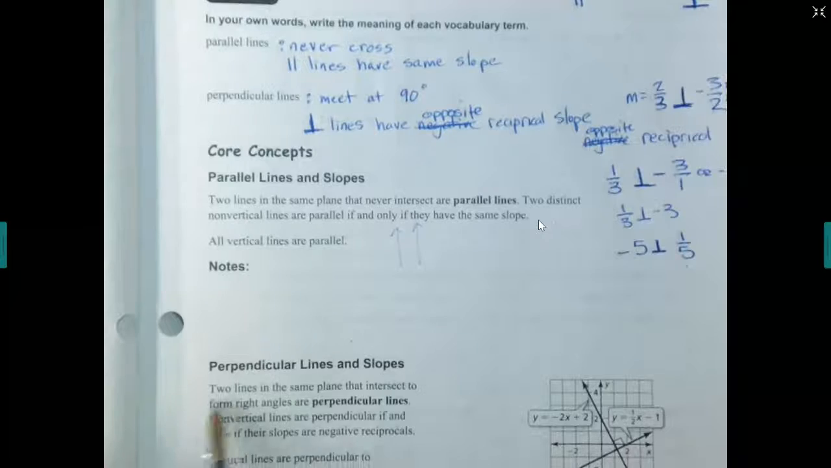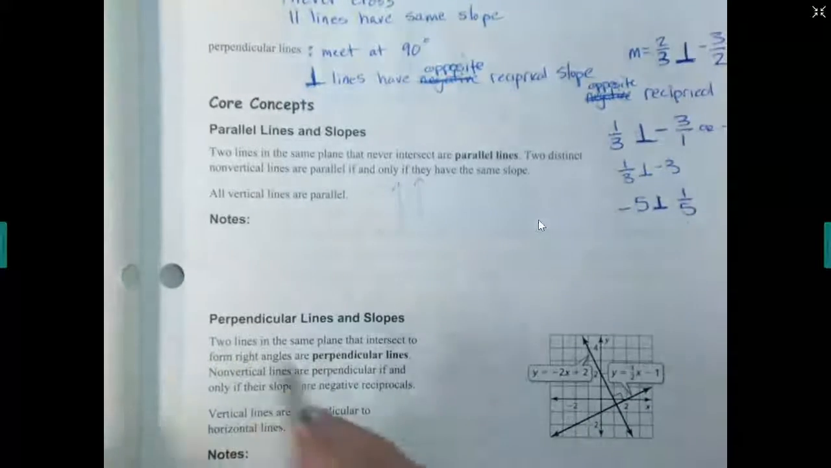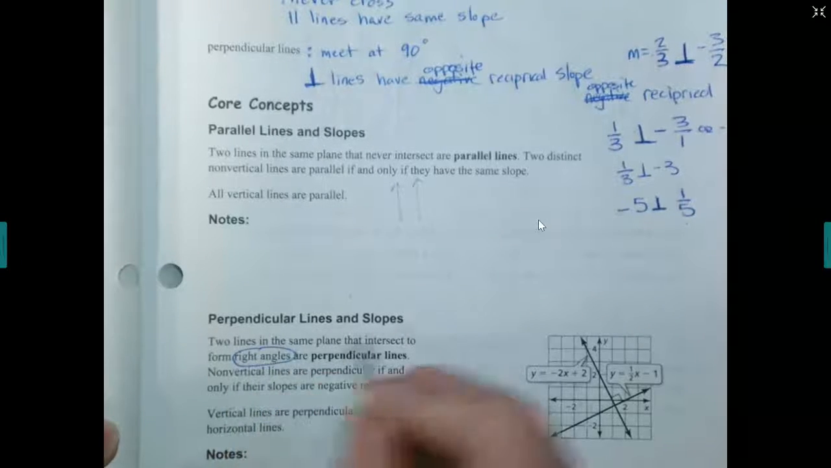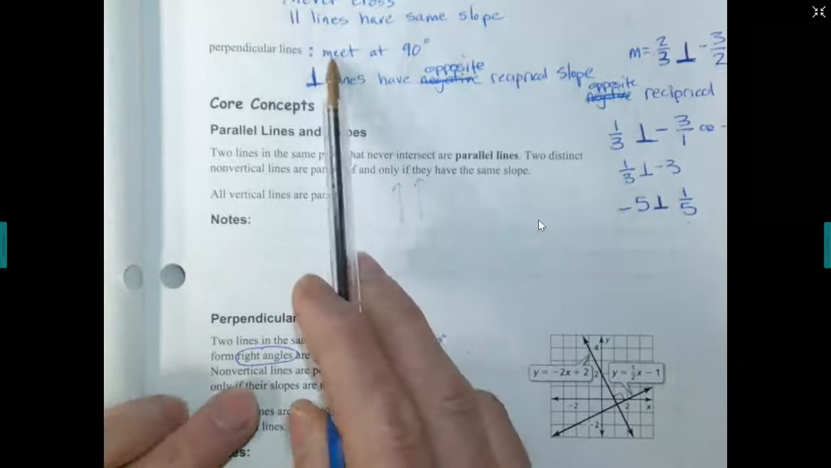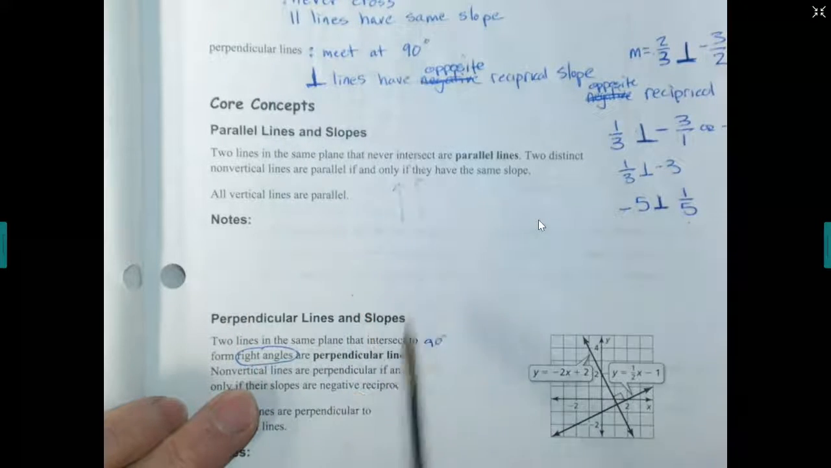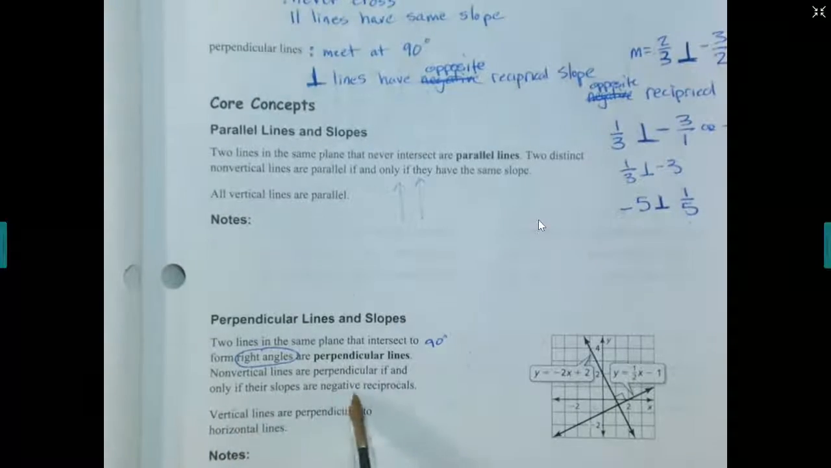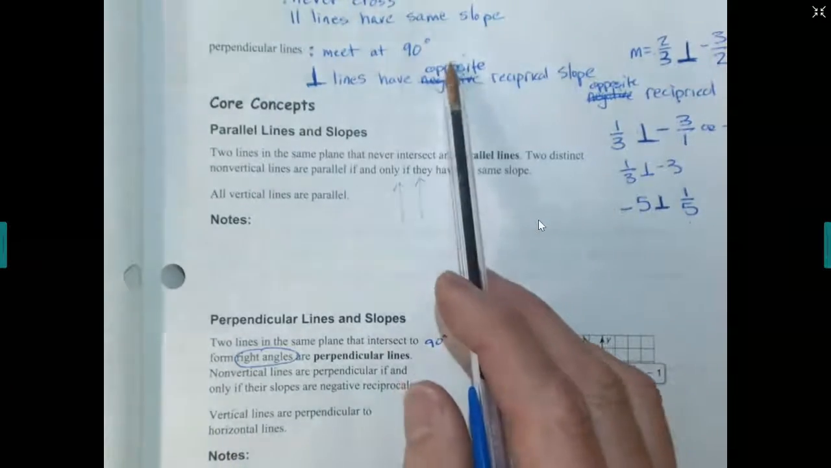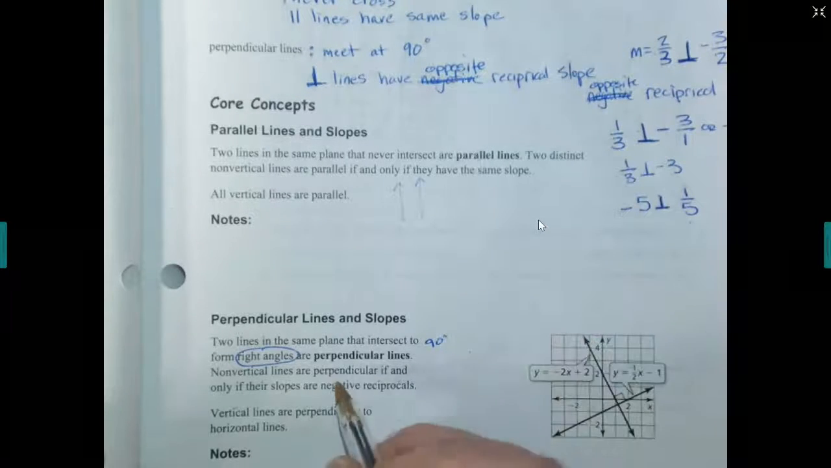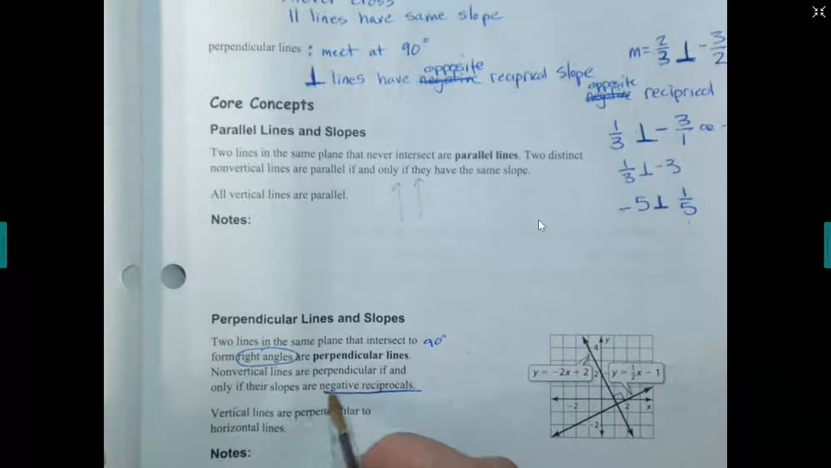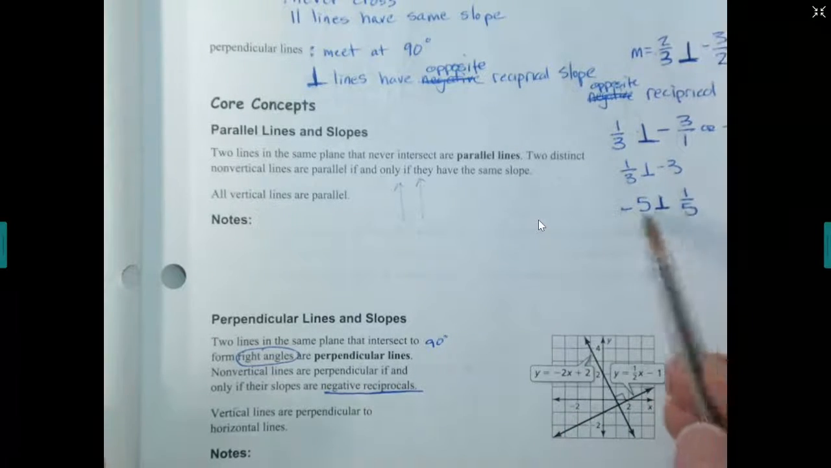All right, perpendicular: two lines on the same plane that intersect to form right angles. So right angles, that's 90 degrees, right? That's a right angle. Perpendicular lines meet at 90 degrees. Got it. Non-vertical lines are perpendicular if and only if their slopes are negative reciprocals or opposite reciprocals. I guess I could have left negative. Whichever one works better for you, opposite or negative, because this is in fact the negative of that one.